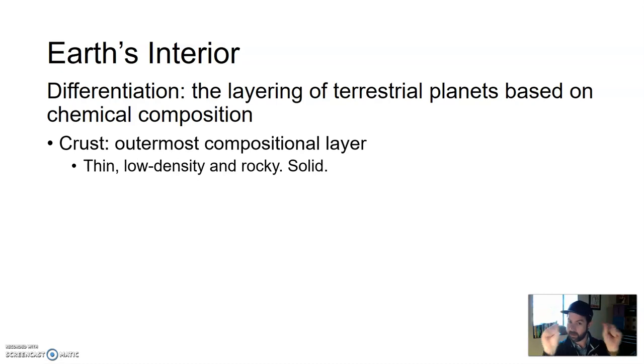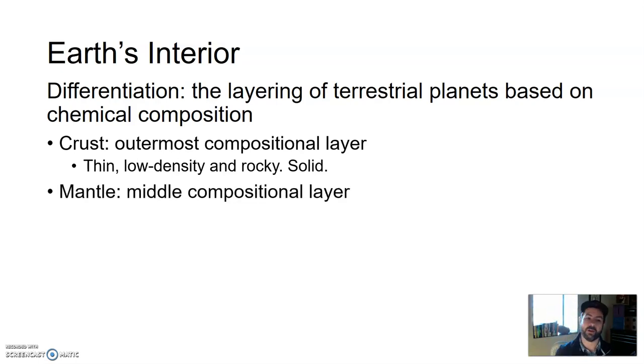But that thin layer, it's like a thin candy shell on an M&M, is called the crust. Very thin, low density, lighter, and rocky, and it's solid, right? The crust of the Earth is, let me check. Yep, it's solid. Just below the crust, we have the mantle.